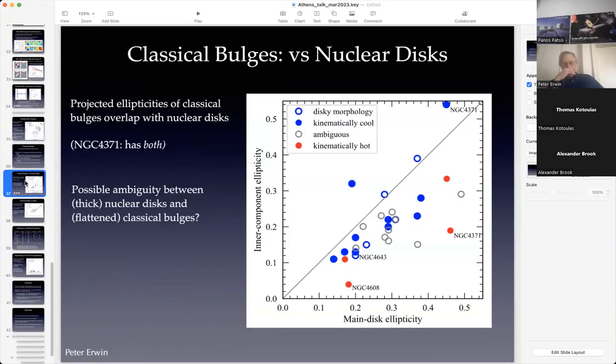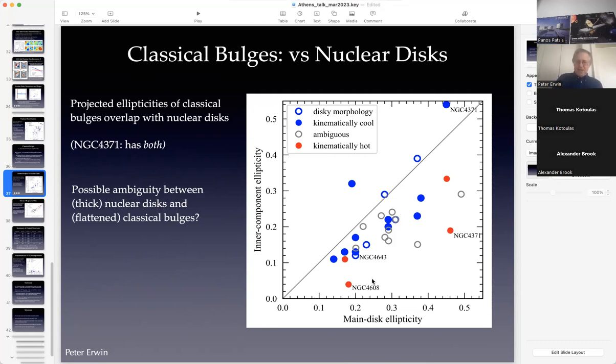Okay. What do you mean by ambiguous objects? So this is a plot of nuclear disks, classical bulges, and these ambiguous structures. On the x-axis is the main disk ellipticity, and then the vertical axis is the observed ellipticity of the individual components. So the blue circles are the nuclear disks that I showed you from before. The red circles are the things that we think are kinematically hot classical bulges, unambiguous.